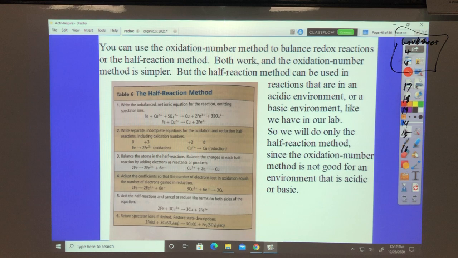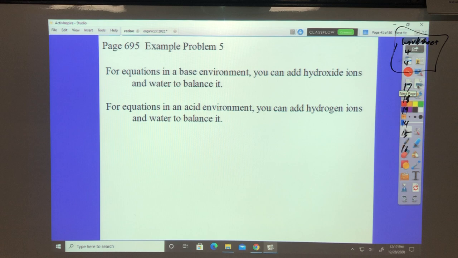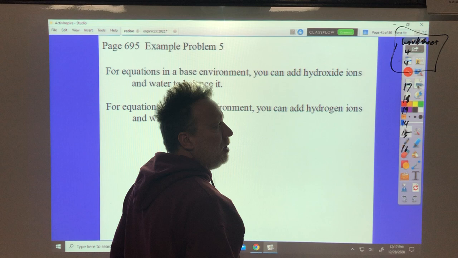So we're going to use this half reaction method, because you can use it in an acid environment or a base environment. It's not as easy as the other one, but you won't know the difference if this is what you know how to do. So I'm going to skip to hydrogen ions instead of hydronium. You can use hydronium, but this is a little simpler.